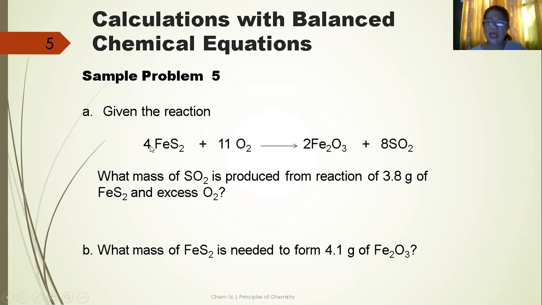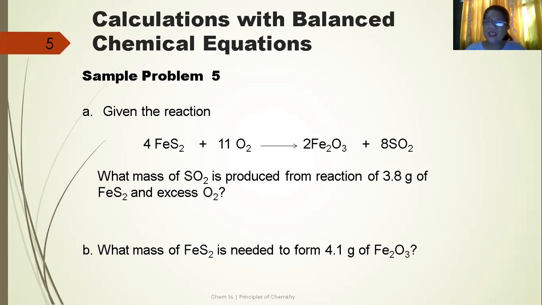Take a look. How many atoms of iron in the reactant? That's 4. Then sulfur is 8. Then for oxygen, we have 22. How about here? Oh, it's balanced because we have iron 4, oxygen is 6 plus 16, it's 22. Then 8 for your sulfur. So the equation is balanced. So we could proceed now to our solution.